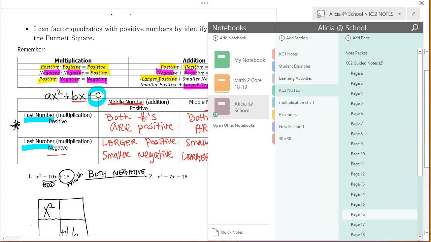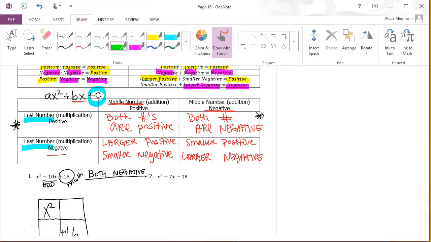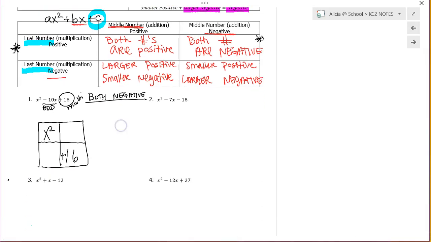That's exactly what my middle term is, so I am going to be using 8 and 2, because both of them are negatives. So going back to my example here, I'm going to be using negative 8 times a negative 2. That gave me a positive 16, which is what I needed. And a negative 8x minus 2x, those were both negative, so that gives me a negative 10x.